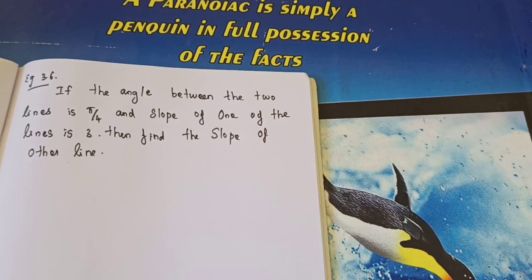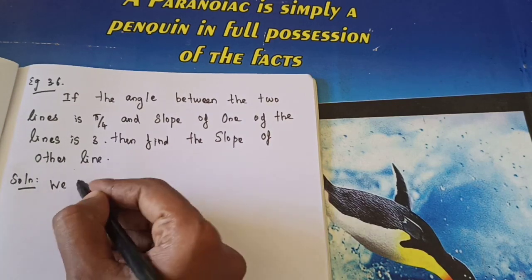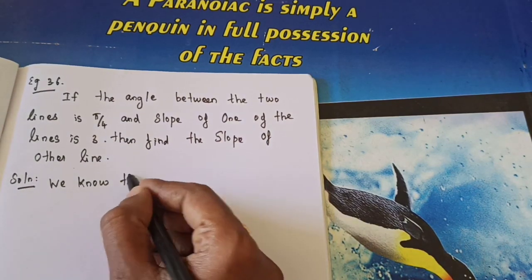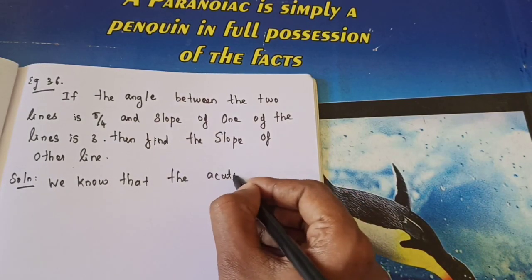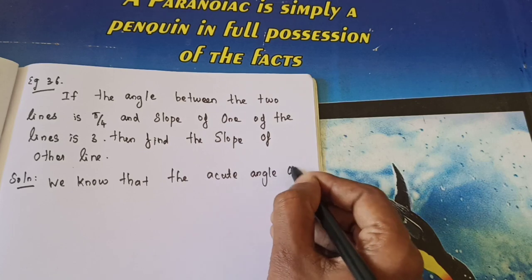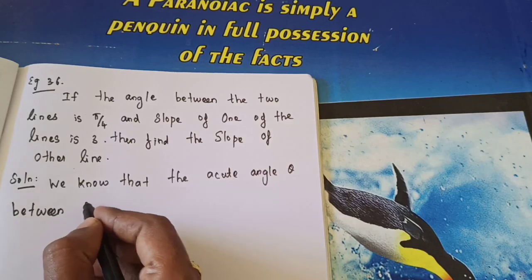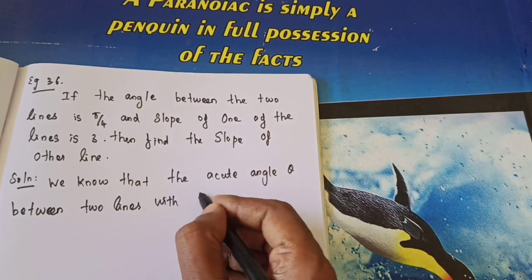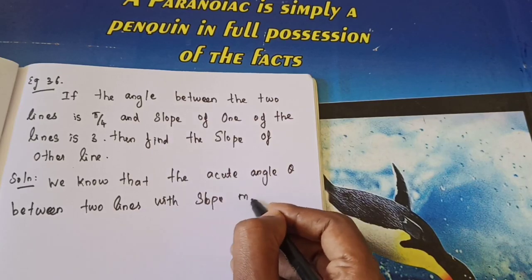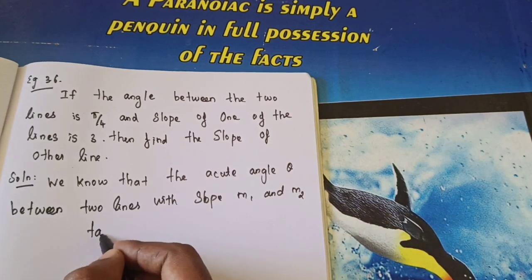Theta, the value is given. So if you apply this formula, you will get the m2 value. Understand? So we know that the acute angle theta between two lines with the slope m1 and m2. Okay, m1 and m2 are the slopes.